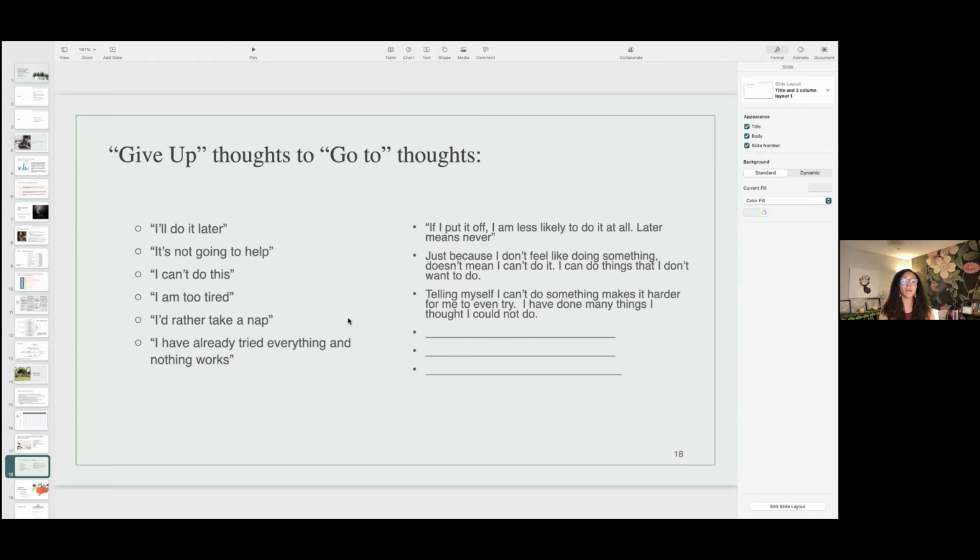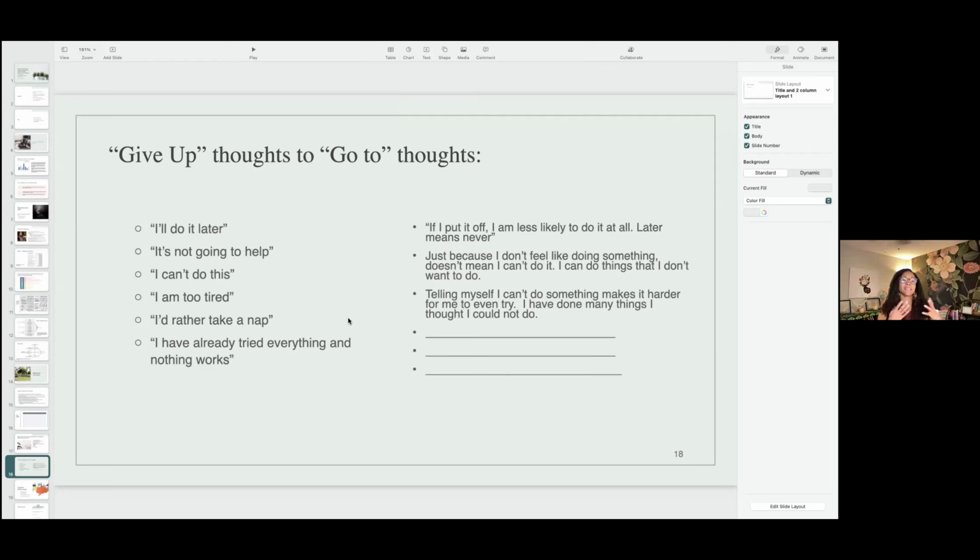Give up thoughts are kind of classic depression thoughts. I can't do it. I'll do it later. It's not going to help. I've tried everything. No one's going to come with me if I invite them. All of these thoughts reinforce the sense that I'm worthless, that nothing's ever going to get better, and people don't care about me.